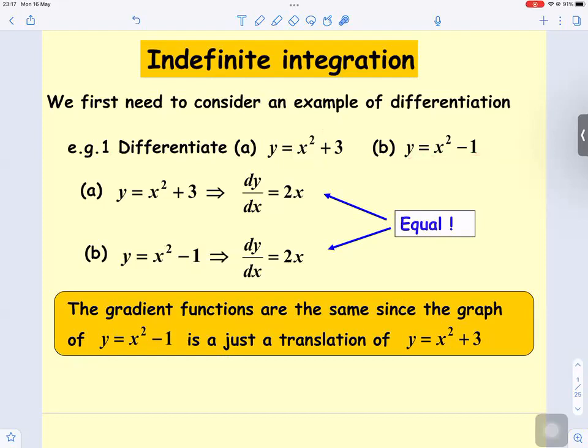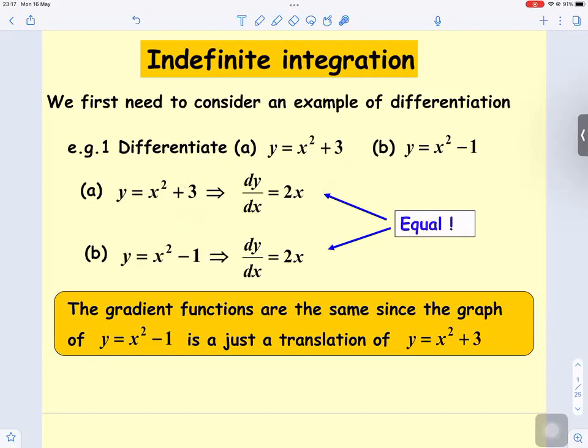x squared minus 1. When you differentiate x squared plus 3, you multiply by the power and subtract 1 from the power. So it becomes 2x. When you differentiate 3, you get 0. So when you differentiate x squared plus 3, dy over dx is equal to 2x because the 3 becomes 0.